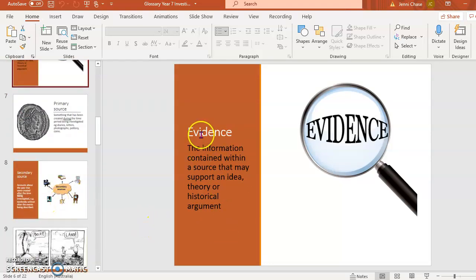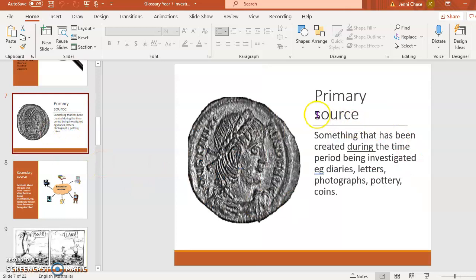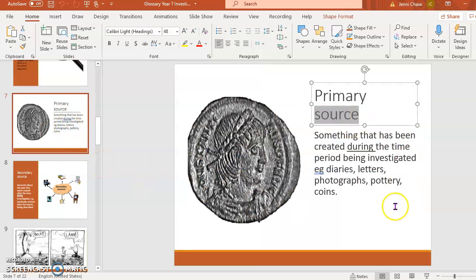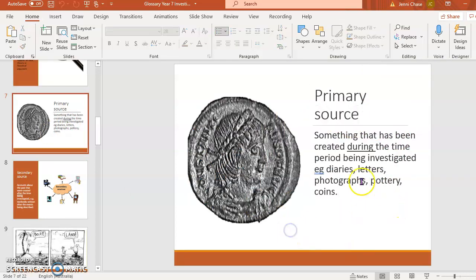Okay, so evidence comes in two major forms. We can categorize these sources. Be careful of how you spell it: sources, not sauce that you put on your dinner, okay? This primary source, again, is one category.